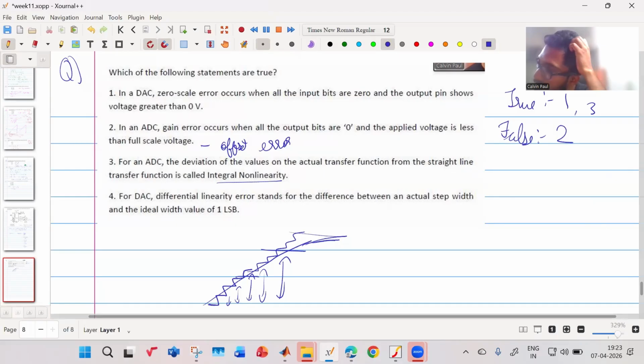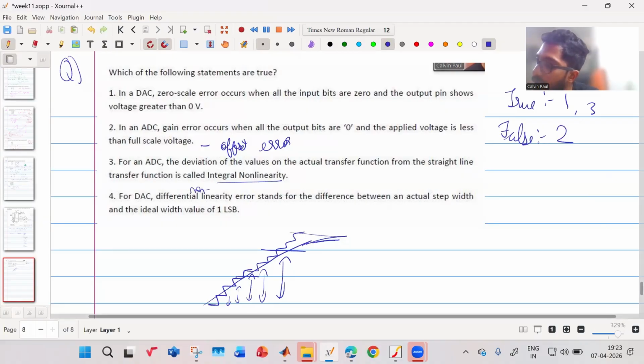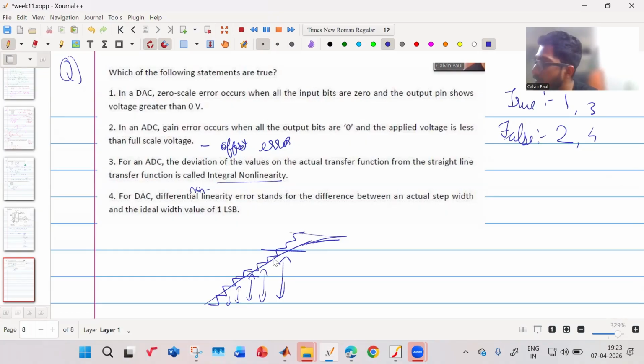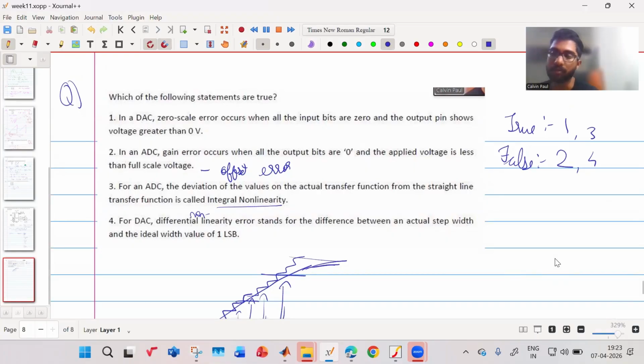So this is true. Now for DAC, differential linearity error stands for the difference between an actual step width and the ideal width of one LSB. This is false. This actually is differential non-linearity. If it was written differential non-linearity, then it should have been true. But since it is written linearity, it's not linear. It could be positive, it could be negative, there could be some offset. Everything is there, so that's why it is a non-linearity. So 1 and 3 are true, 2 and 4 are false.